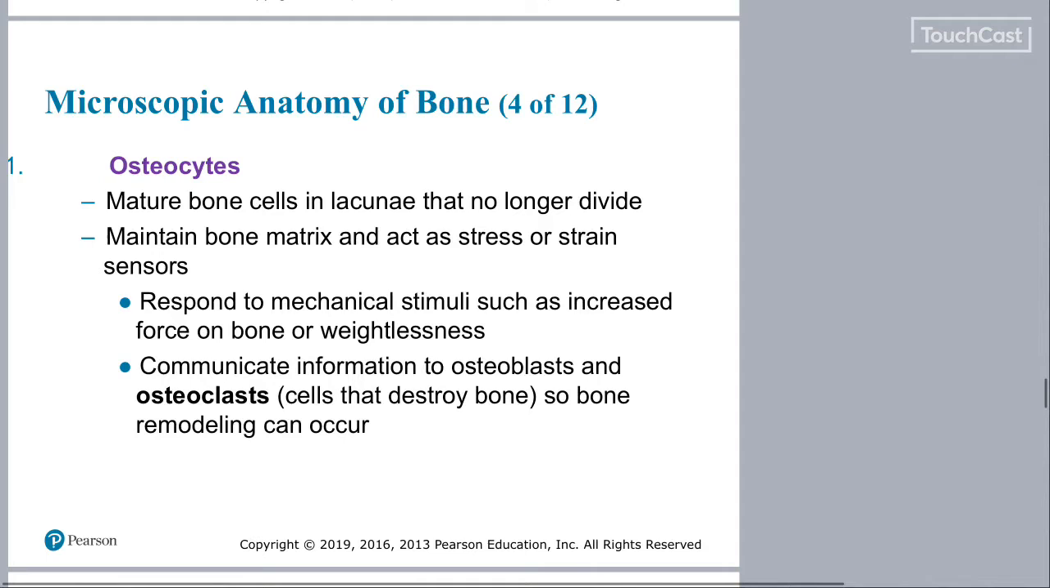So these osteocytes, the mature bone cells, are sitting in their lacunae, or their little home. They're no longer dividing, but they are still alive and very active. Their job is to maintain that bone matrix and sense any stress or strain that the bone might be under. Its job is to respond to this, such as an increase in force, or the converse, weightlessness. If there's a lot of stress, it's going to communicate to our osteoblasts to make more bone because it's being stressed. If there's no stress, the osteoclasts are going to come in and destroy that bone so that bone remodeling can occur.